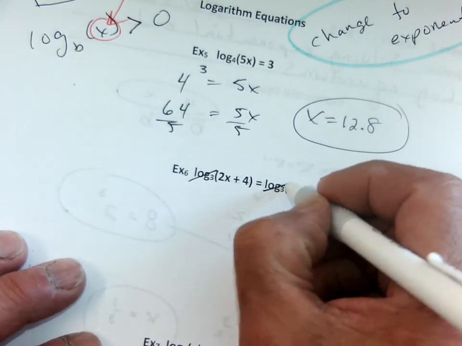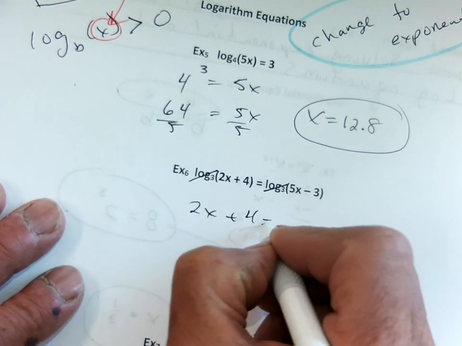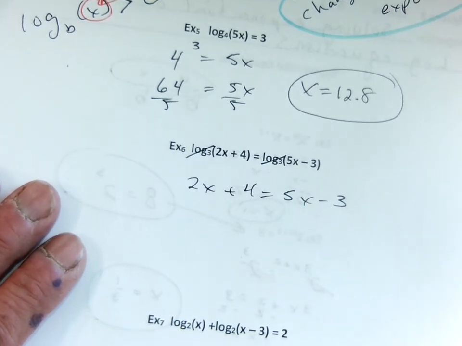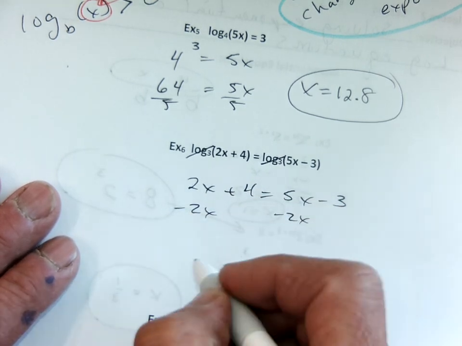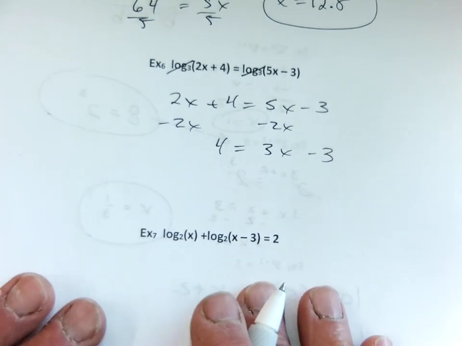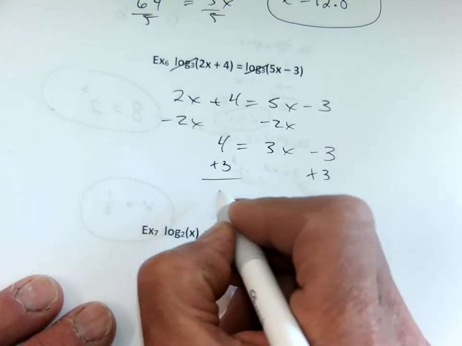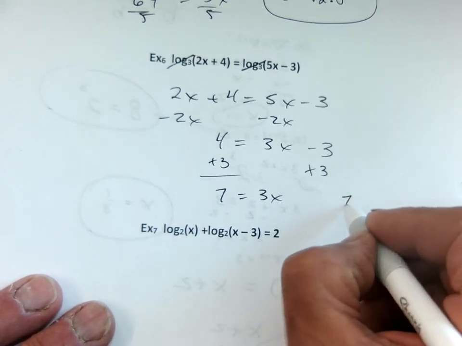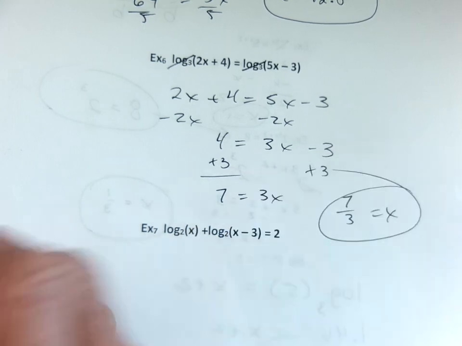If the bases are the same, you can just get rid of it and go 2x plus 4 equals 5x minus 3. And then it's easy, right? Just solve for x. Minus 2x, minus 2x. I've got 4 equals 3x minus 3. I'm going to go plus 3, plus 3. 7 equals 3x. Divide by 3 and I get 7/3. Well, what's that? 2 1/3. Same thing.